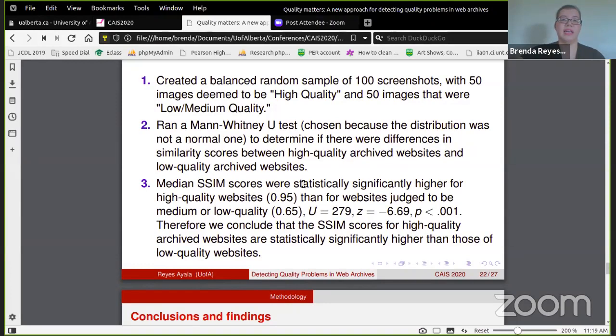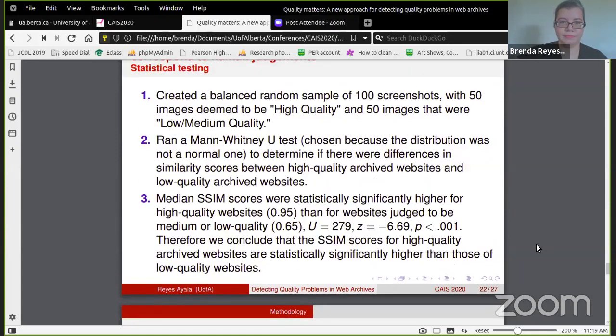Statistically significantly, the median SSIM scores were statistically significantly higher for high quality websites than for websites judged to be medium or low quality. So the median score for high quality was 0.95, and the median score for medium/low quality websites was 0.65. And these were medium or low quality as judged by our human experts.